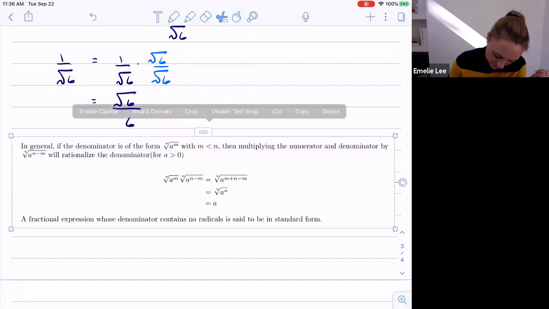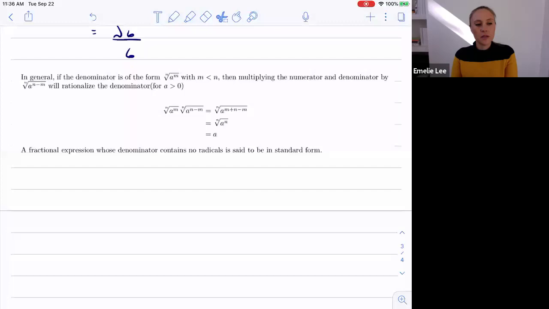So in general, if we have a denominator in the form of the nth root of a to the m, one thing that we're assuming is that m is less than n, because if it's larger, then you should be able to simplify this a little bit more. But that's okay. We can just ignore it for now.